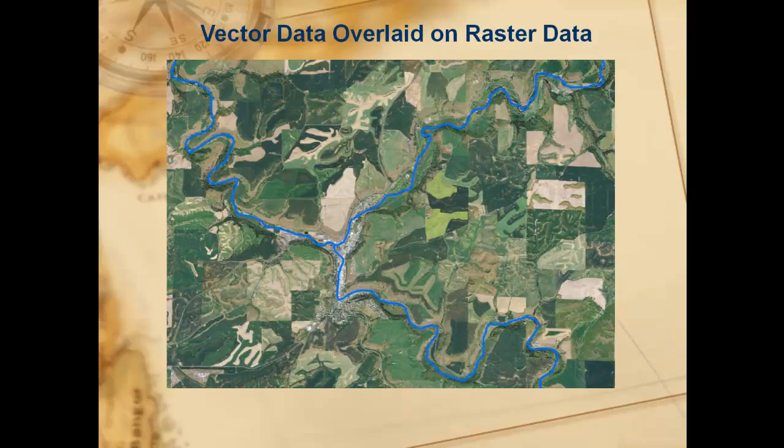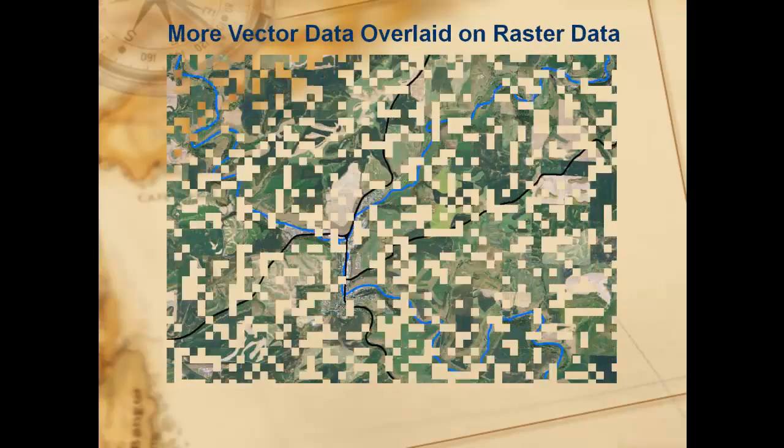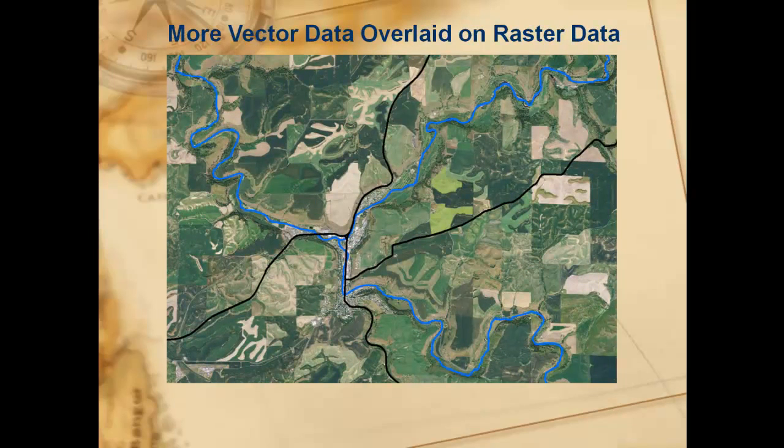I might be interested only in the stream network, and so I can use a vector data model to represent the streams that are flowing in that area using lines or polylines. So a vector data model of the stream network in this area would be lines. What if I'm interested in the transportation network? Well, here the black shows a vector data model representation of the transportation network. Again, it's showing those as lines.